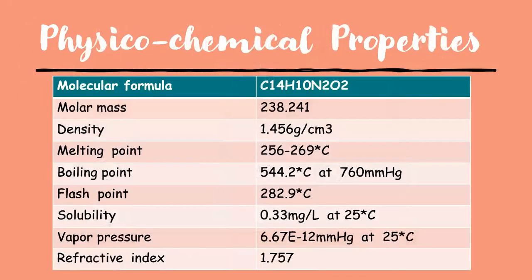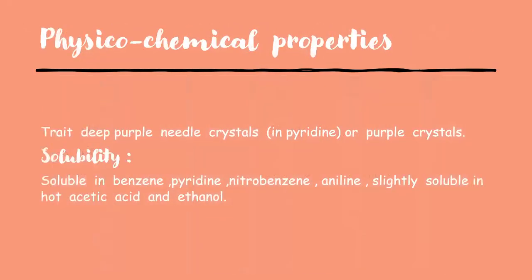Here are the physicochemical properties of 1,4-diamino anthraquinone: molecular formula, molar mass, density, melting point, boiling point, flash point, solubility, vapor pressure, refractive index. It forms deep purple crystals, in pyridine purple crystals. Solubility: 1,4-diamino anthraquinone is soluble in benzene, pyridine, nitrobenzene, aniline, and slightly soluble in hot acetic acid and ethanol.